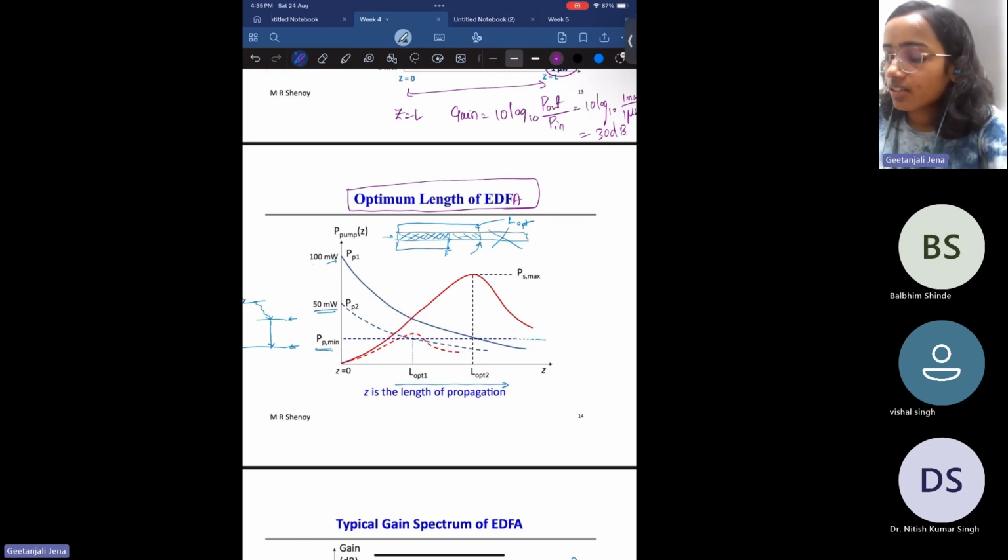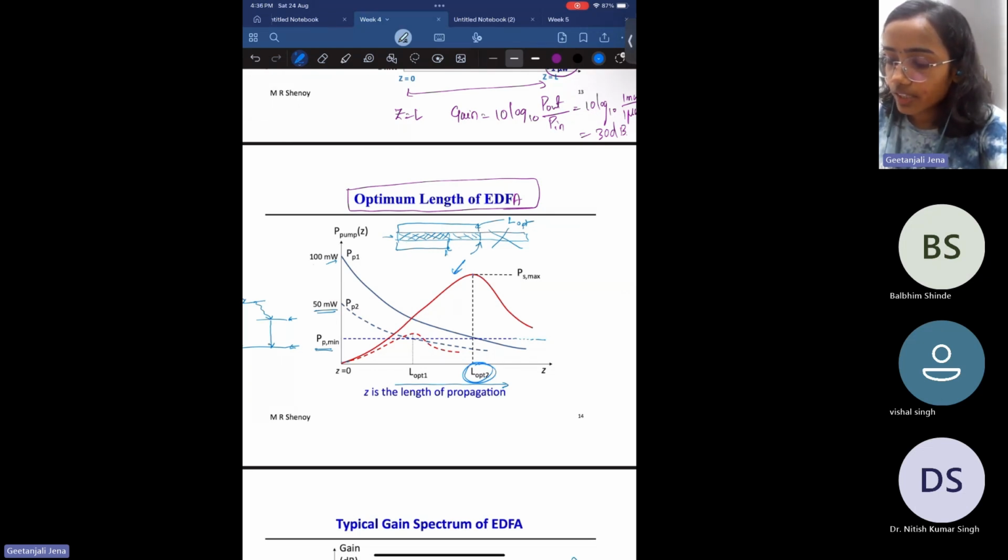So initially we saw that when we use a pump, the pump power will decrease over the length of the fiber, and the signal power, the gain, will increase over the length of the fiber. If you see the red curve, it is increasing up to a certain length, that is L optimized, and after that it is decreasing. So why is it decreasing? It is because after this length, what will happen? There is not enough pump power to achieve the population inversion.